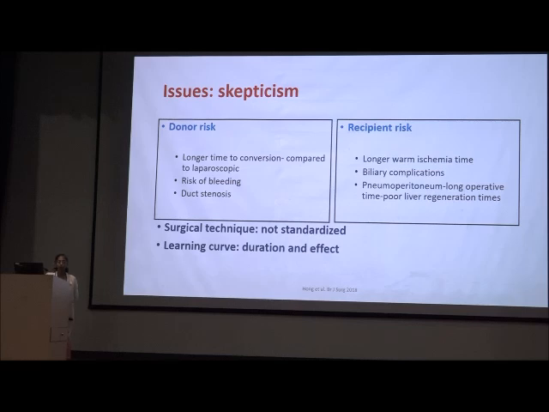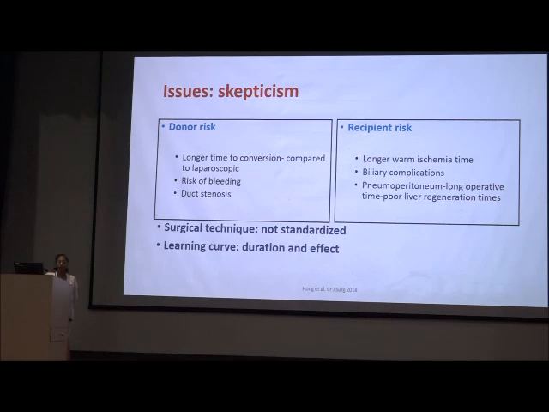As also, it is universally documented that there's going to be longer warm ischemia time with the robot. This may translate into greater rates of early allograft dysfunction. There may be a higher number of biliary complications. Further, the prolonged pneumoperitoneum because of the longer operative times may translate into poorer liver regeneration also. So we'll see how many of these are addressed in the current evidence.